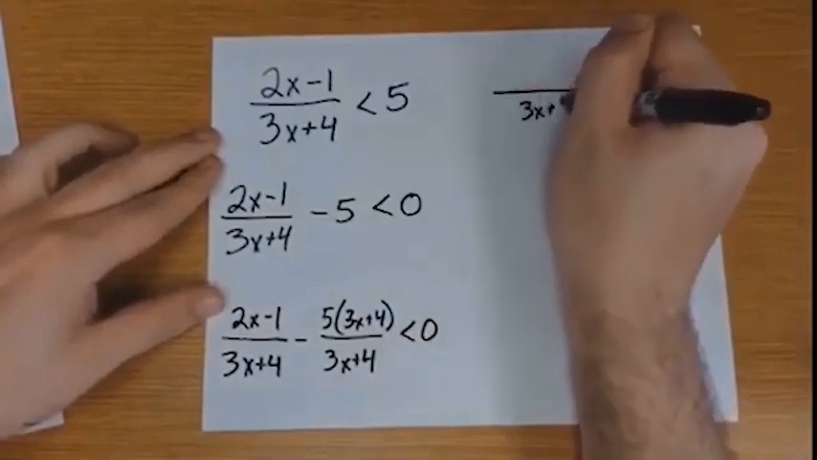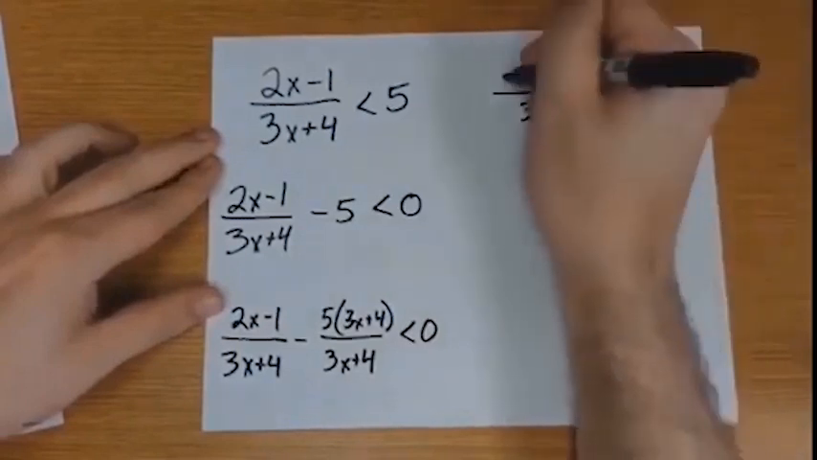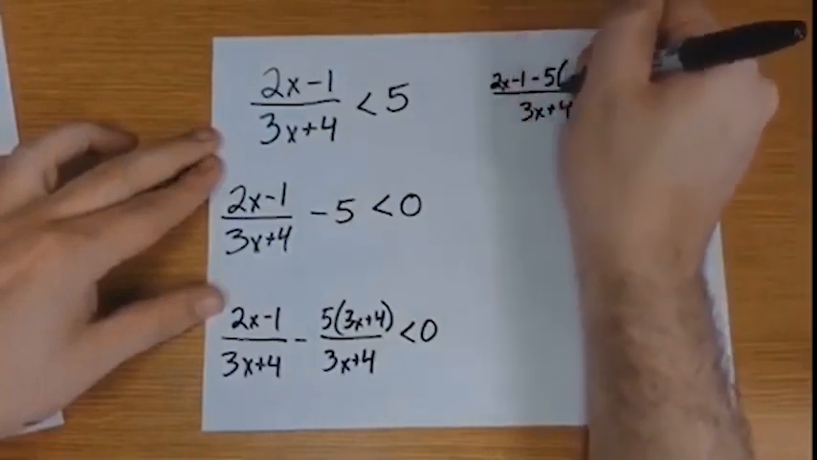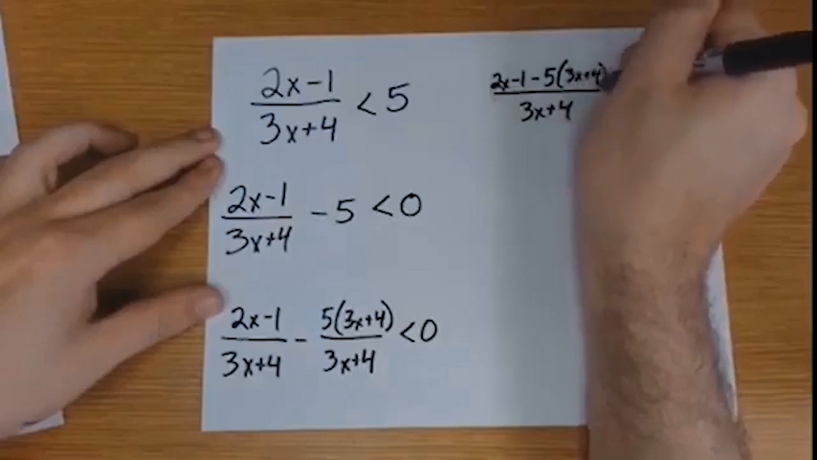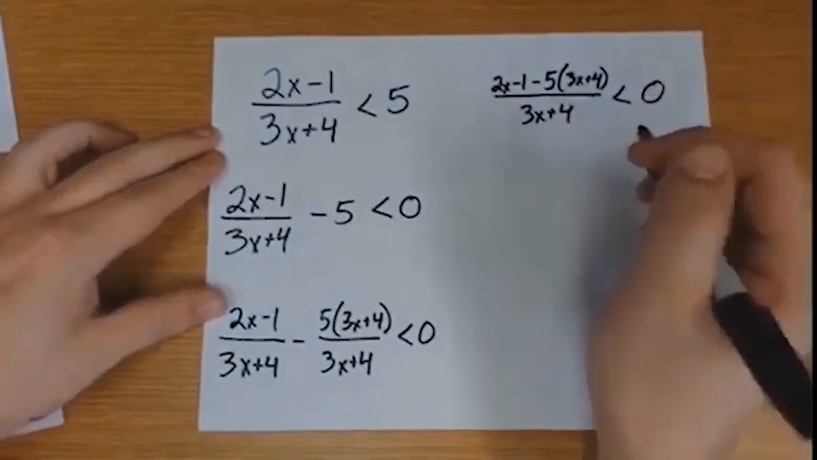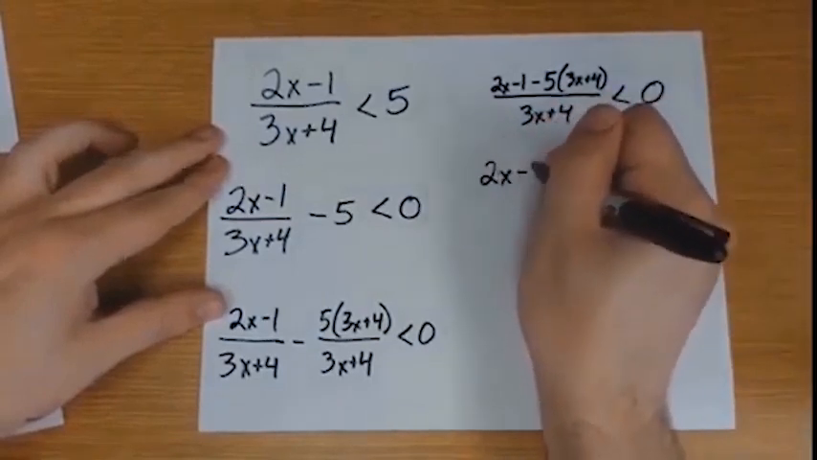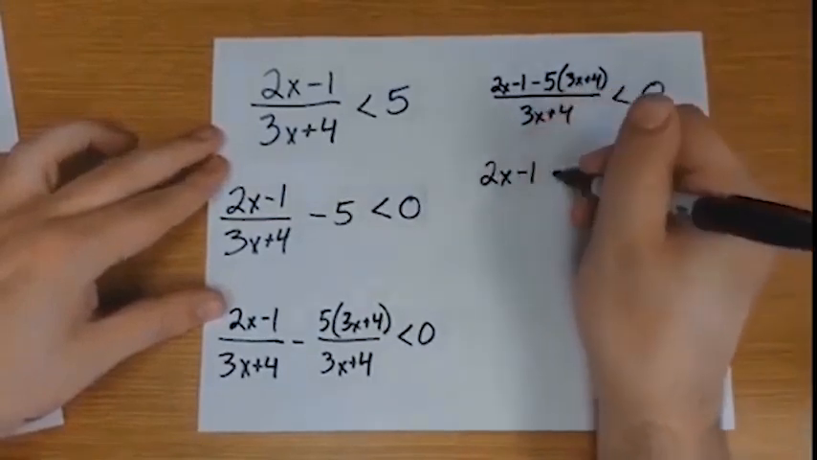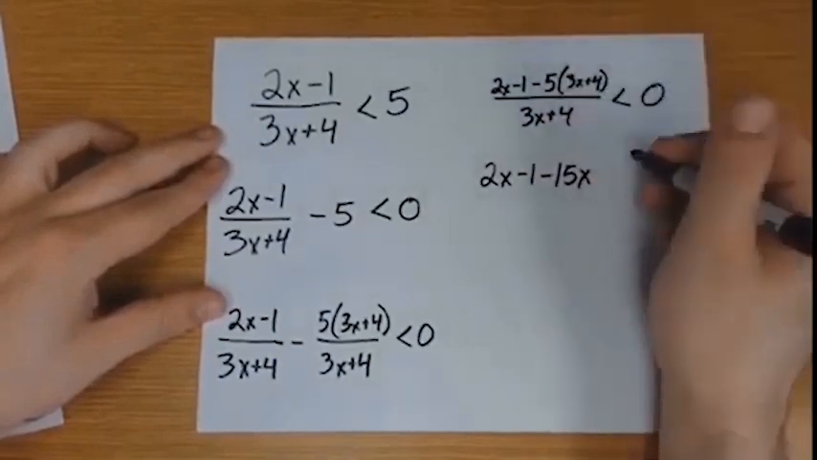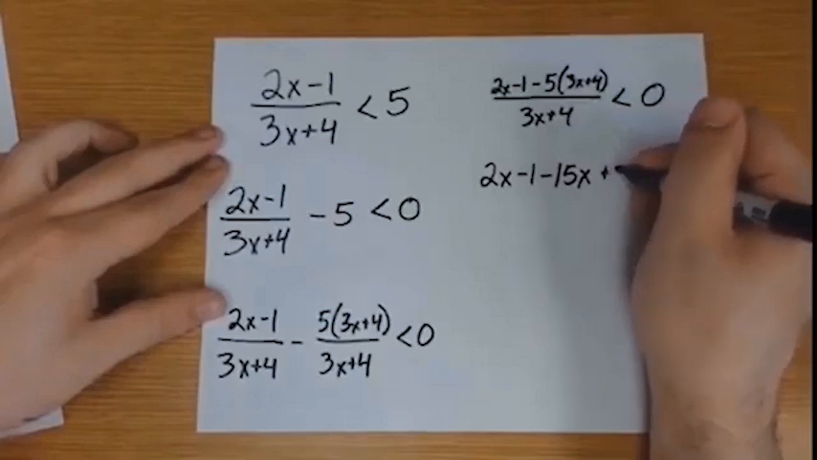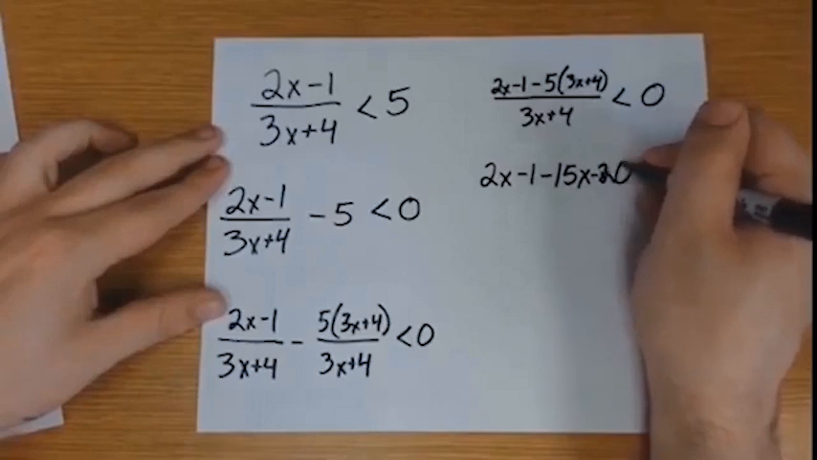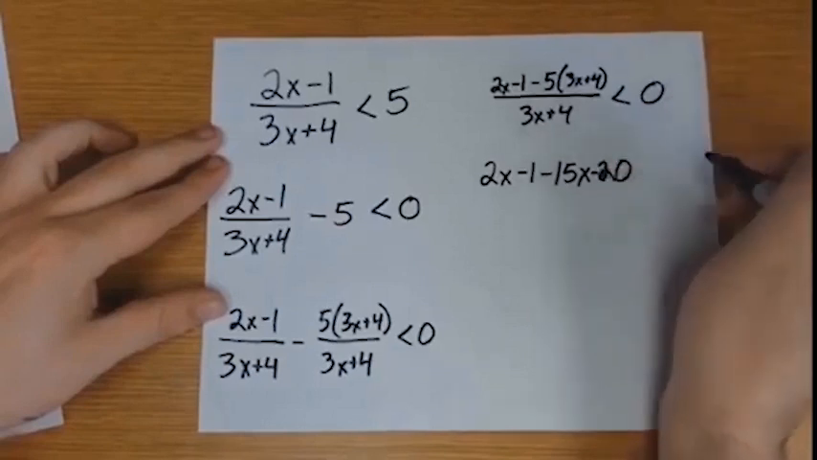All over 3x plus 4. We have 2x minus 1 minus 5 times 3x plus 4. Distribute. So 2x minus 1. Negative 5 times 3x is negative 15x. Negative 5 times positive 4 gives us minus 20.